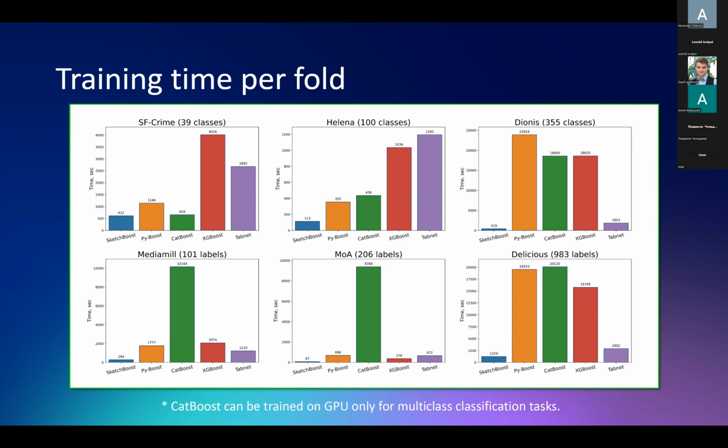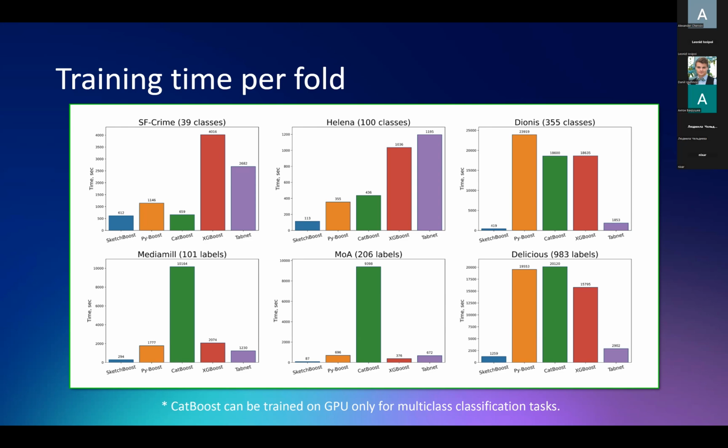Okay, what about the bottom row? Here are the multi-label datasets. You should notice that the CatBoost times are sometimes very slow compared to all the baselines.